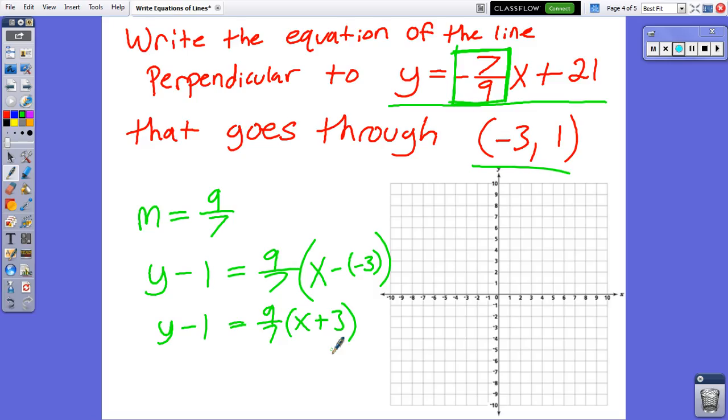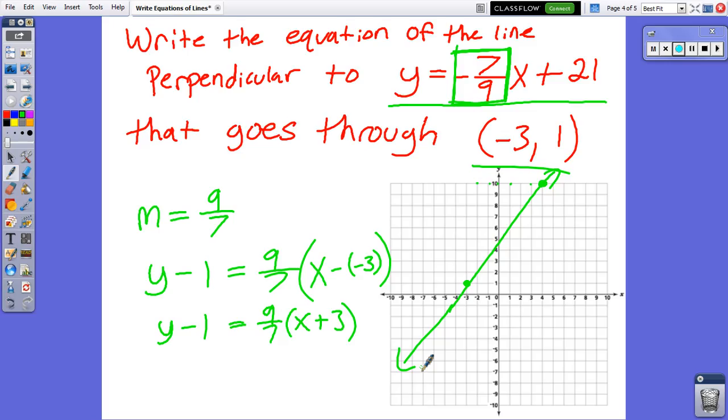Again, if we wanted to graph this, what we would have to do is find the coordinate point -3, 1, which is right here. From there, use the slope to get a new point. So we go up 9 and to the right 7. 3, 4, 5, 6, 7 is right there. And that's the line.